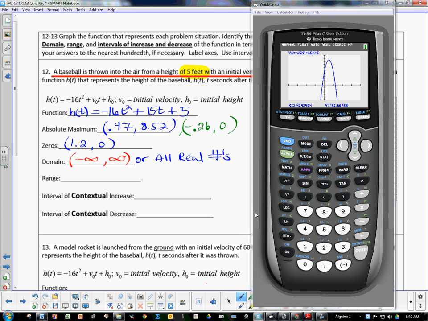But here we're going to keep this easy. If you write all real numbers, you're going to be fine on a test or quiz. If you write the words all real numbers, okay? Unless it asks you specifically to use interval notation.